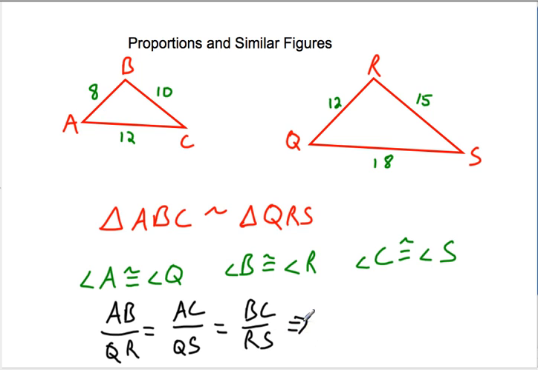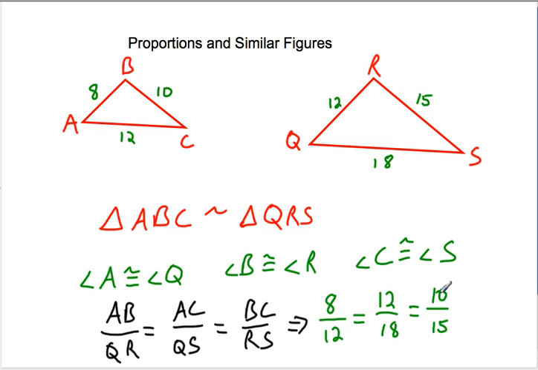So now I'll do this with numbers. The distance 8 over the distance QR, which is right here, 12, is going to be equal to AC, which is 12, over QS, which is 18. And that ratio is also going to be equal to BC, which is 10, over RS, which is 15. If you take a look at all these, they all reduce to 2/3. 2/3 equals 2/3 equals 2/3.